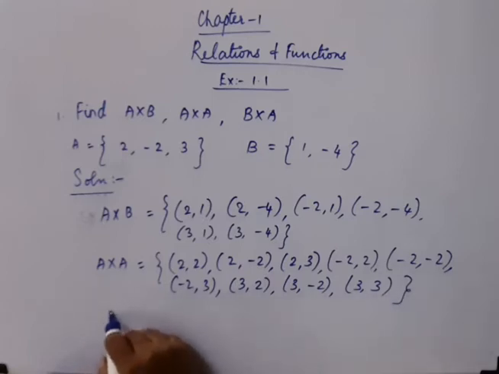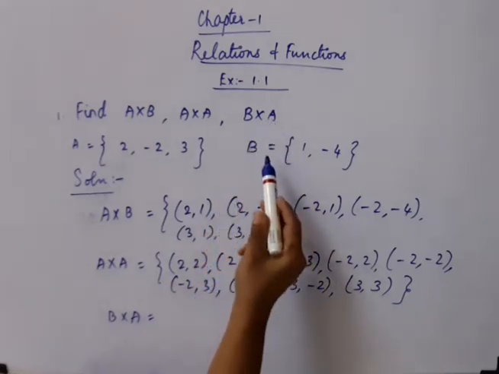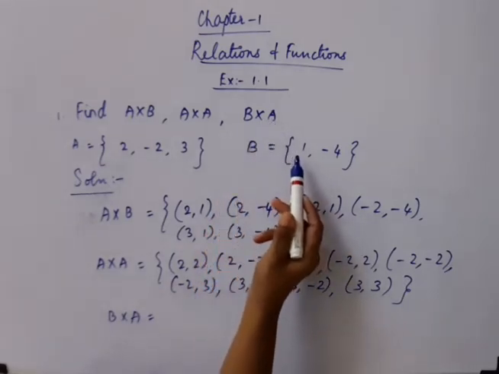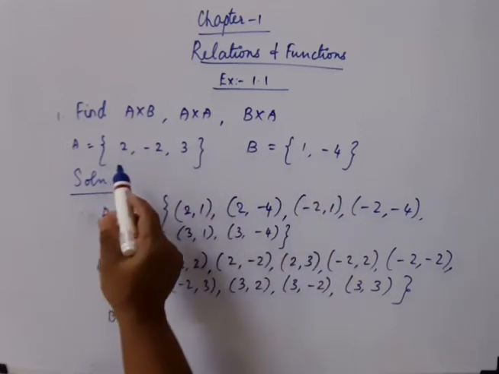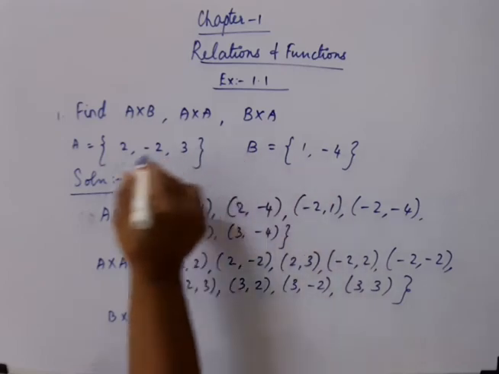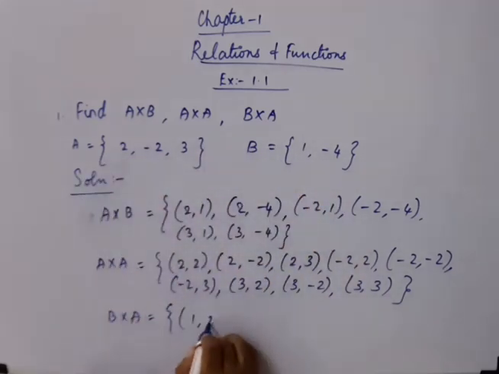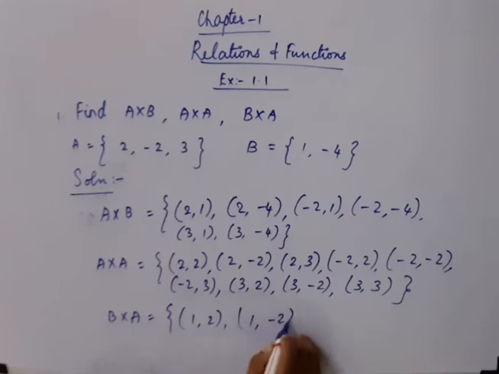Now what is B cross A? It is the cross product of set B with set A. We know what is B. So take the elements of B, then combine with the elements of A. First element is 1. Combine with all the elements in A. So (1, 2), (1, -2), (1, 3).